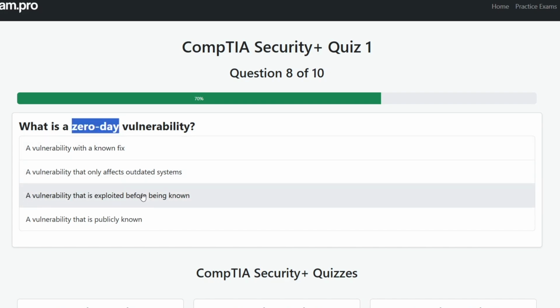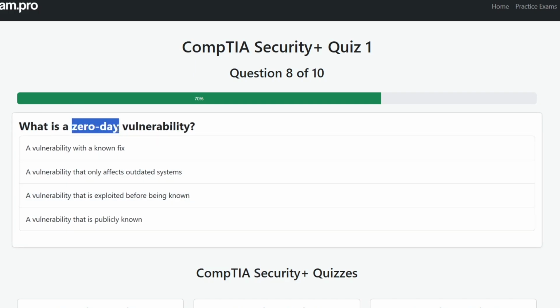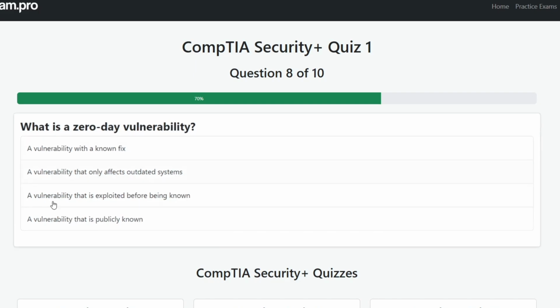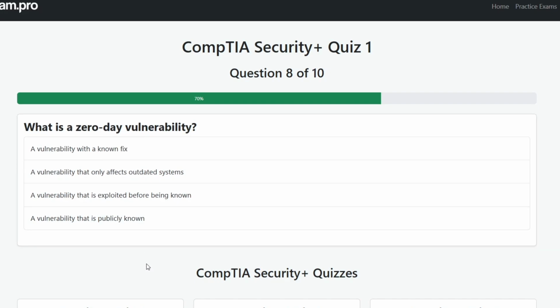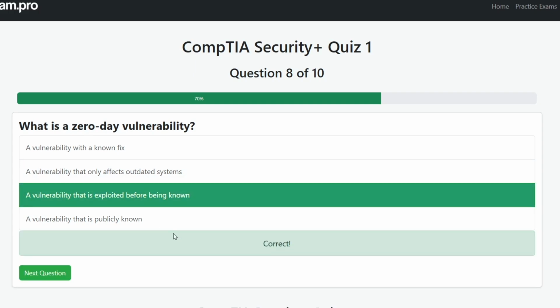A vulnerability that is exploited before being known. That's a good answer because 0 day means that nobody knows about it, but it is a vulnerability that is being attacked. And then the last one is a vulnerability that is publicly known. Typically, 0 days are not known by the manufacturer of the product. For example, if a software has a 0 day, it gets exploited before the producers of the software find out. That's essentially what happens. So the correct answer would be a vulnerability that is exploited before being known.